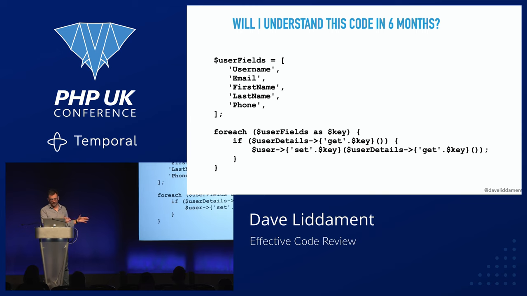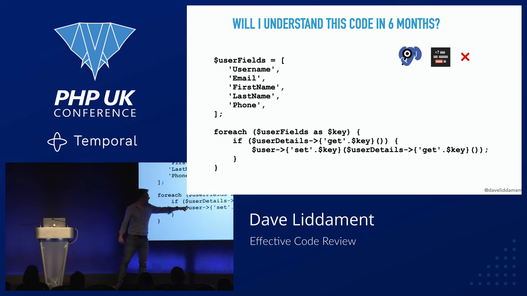Spoiler alert, what this code does is, oh, actually, sorry, before I go on to that, from the point of view of static analysis as well, this isn't great for static analysis. We don't really know the types, or we're doing something on user details, or we're setting something on the user here, but we don't really know what we're setting. We don't even know what method we're calling. Static analysis can't work that out, so it can't tell us if there are any bugs or any potential bugs in there.